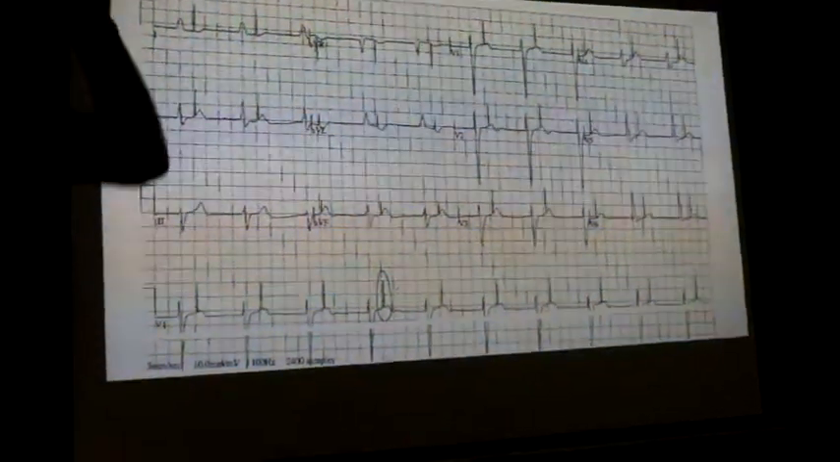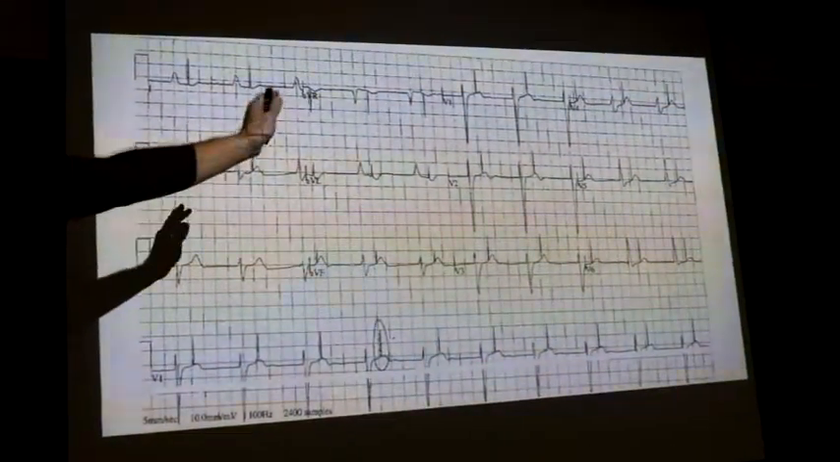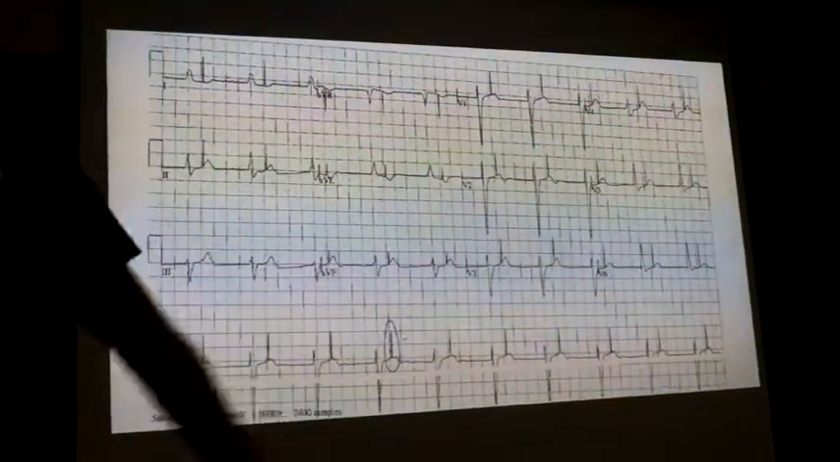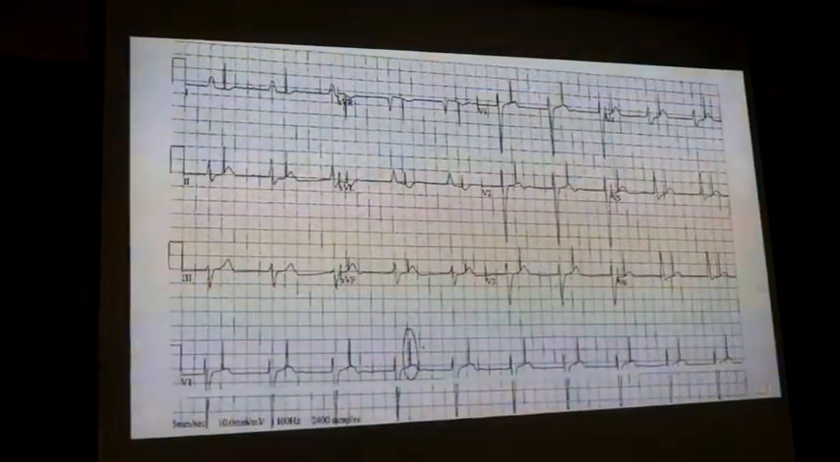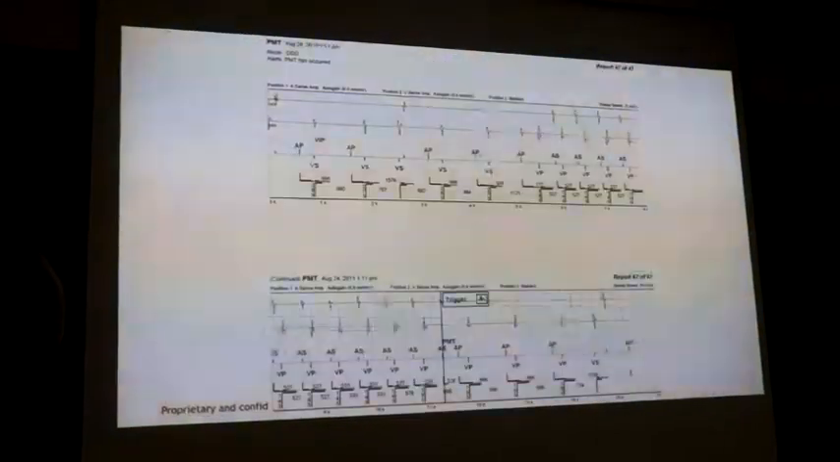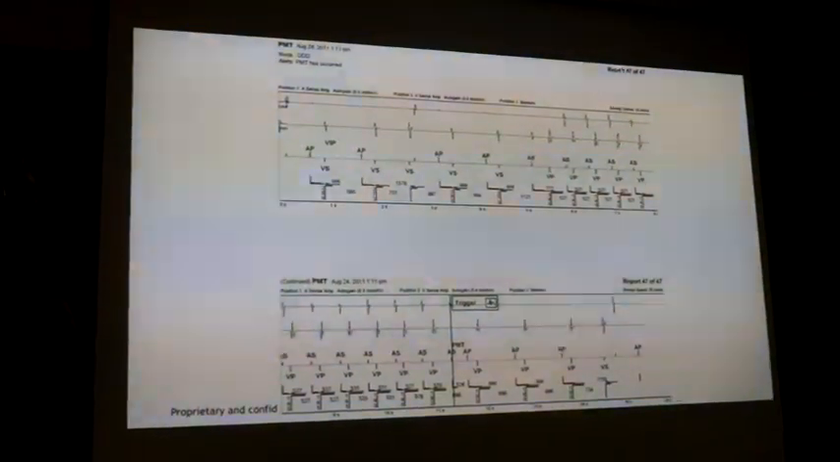So watch out, super long AV delays. There's a tipping point, right? This is well past the tipping point. This is like a day past the tipping point of benefit, okay. Okay, here's another one.